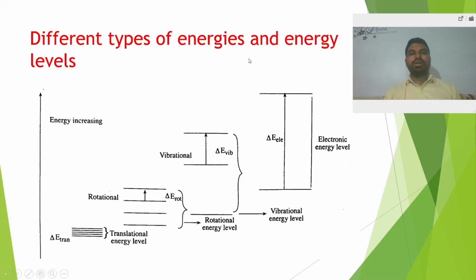Now these are the different types of energy and energy levels. This is the increasing energy, and this is the energy difference of translation energy. Means these are the translational energy levels which are closely spaced. They have some spacing over here in rotational energy level. Vibrational energy levels have more spacing, and this is the electronic energy level which has a very large band gap between them.